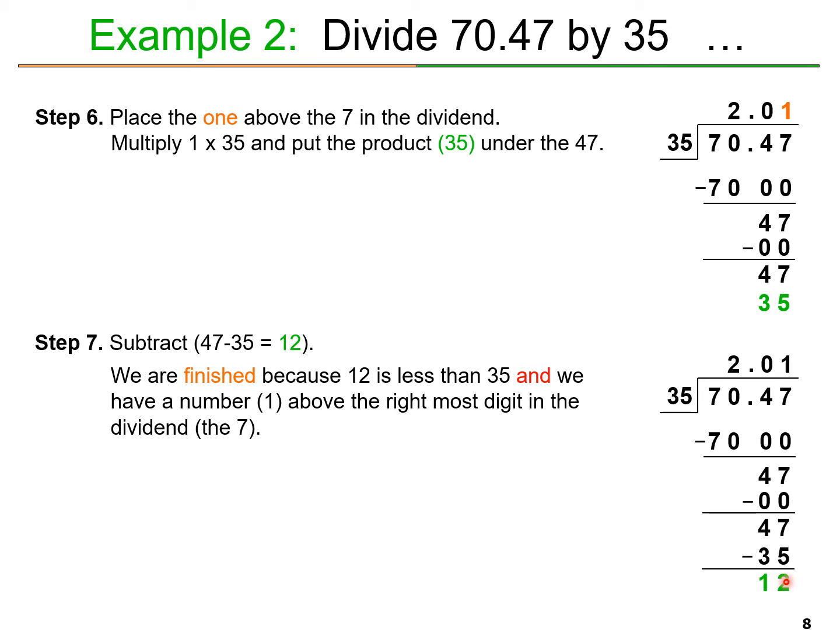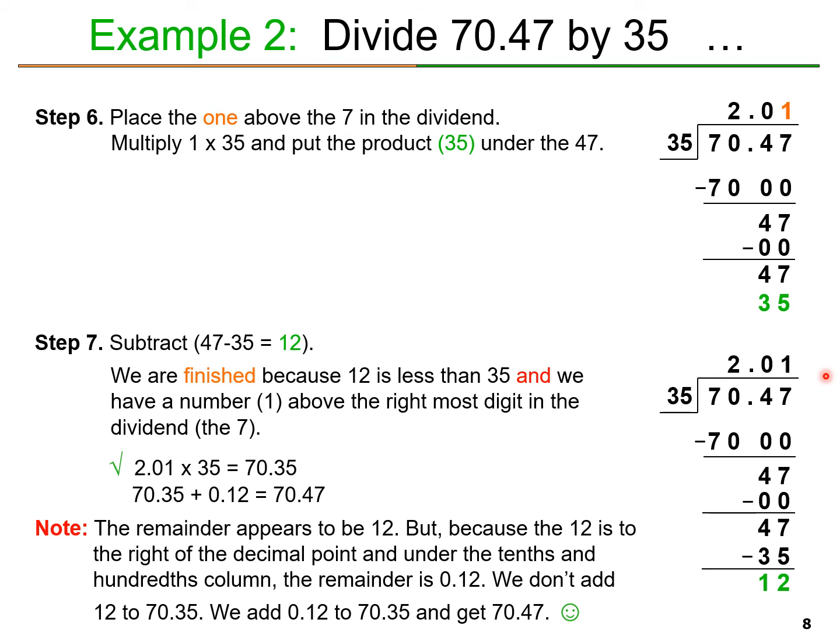We are finished because the last subtraction resulted in 12, which is less than the divisor of 35. And we have a number, which is 1, above the rightmost digit in the dividend, which is 7.